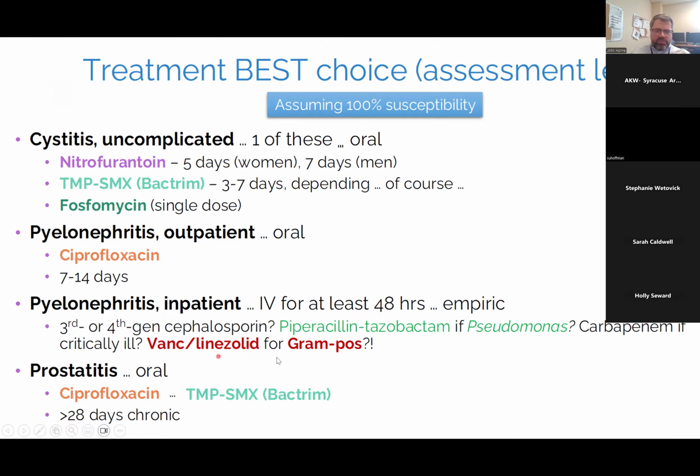And what to give, we'll talk about this also in just a minute, because the new guidelines also had recommendations for what antibiotics. And then prostatitis, usually people talk about a fluoroquinolone or Bactrim, and you want to give at least 4 weeks.